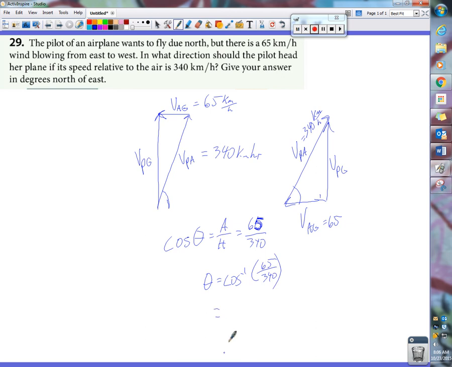Which should come out to be about 79 degrees north of east. One can say degrees north of east, and two, because we should see it, this is the direction that we're finding. We see that that's going north of east.